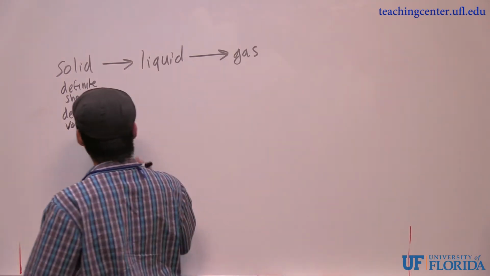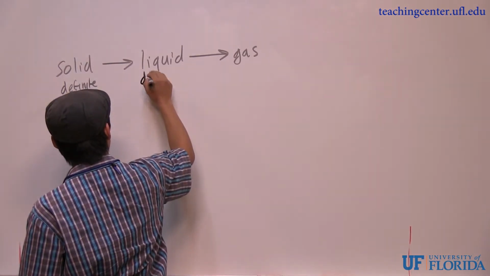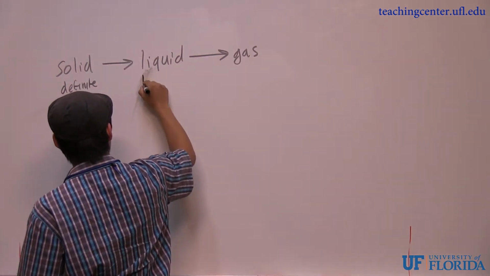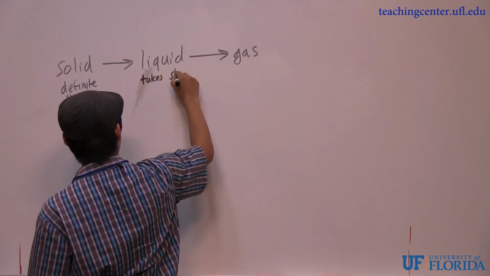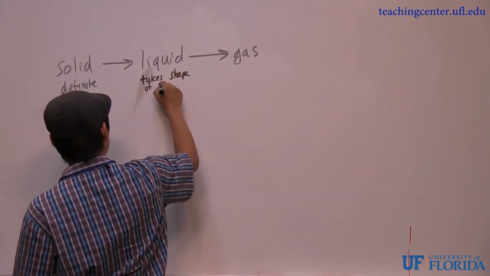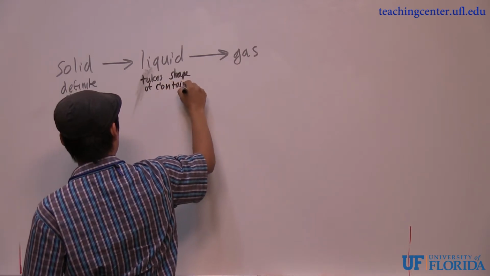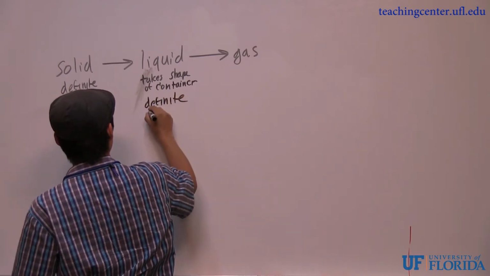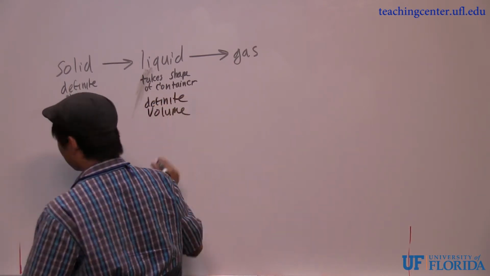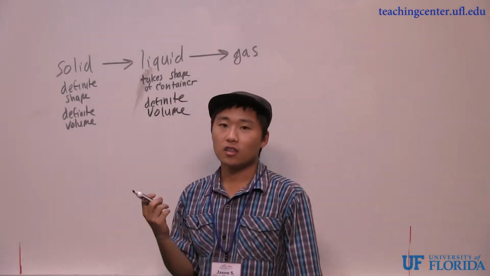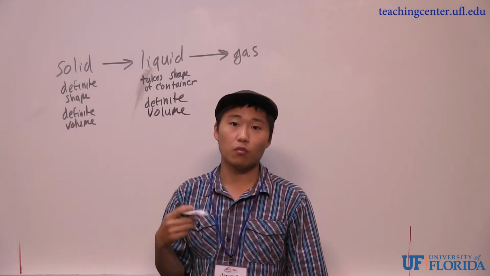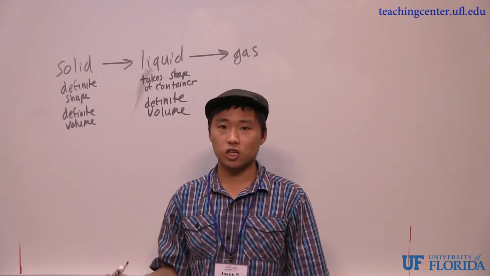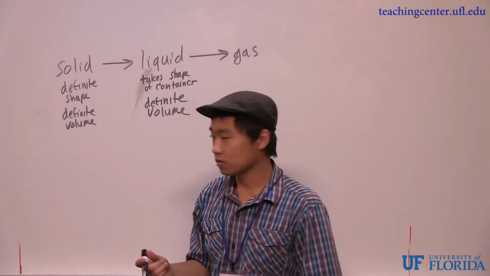Now, liquid does not have definite shape, and it takes the shape of its container, and it has definite volume. So in other words, liquid is where if I take my liquid and I pour it into something, that liquid will take the shape of whatever it is poured into. However, the volume of the liquid always stays the same. It does not change, it cannot increase, and it cannot decrease.